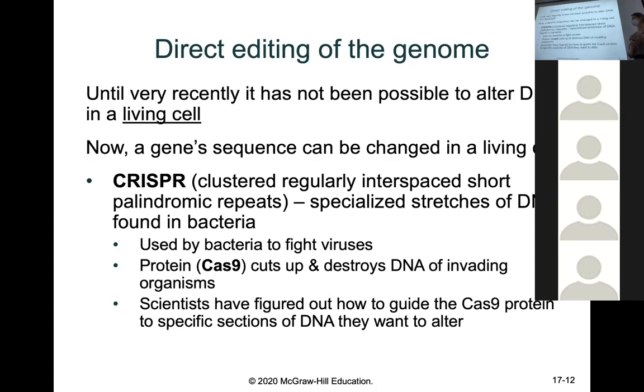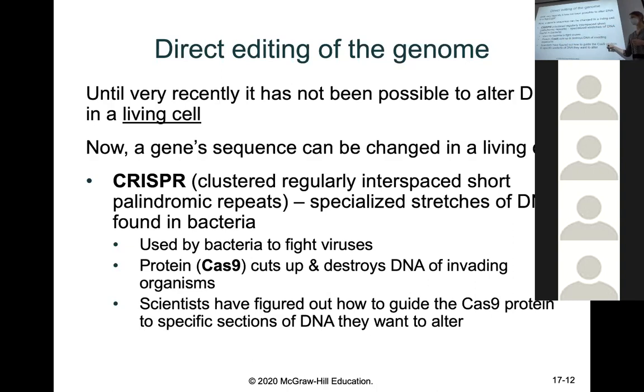So the CRISPR, along with the protein, which is called Cas9, cuts up viral DNA, and oftentimes will insert new DNA in its place. So the Cas9 protein cuts up and destroys DNA of invading organisms. And I have a video about how this works that will hopefully explain this a little bit better.